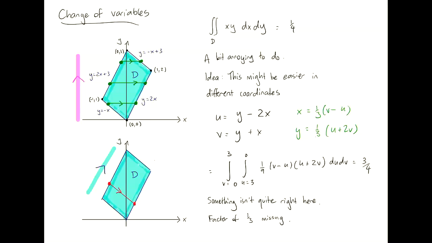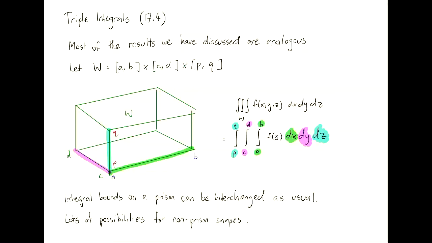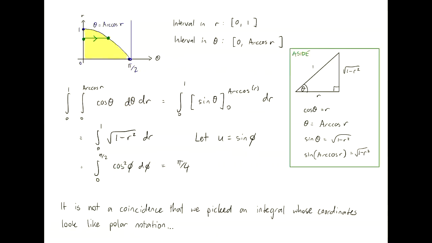Something isn't quite right here. This was 1/4. This is 3/4. I've lost a factor of 1/3. And that's because what I have done is an attempt at this. But I didn't do all of it, right? Because I have to change my differentials as well. I can't just change my dx and dy into a du and dv. I have to scale them. And that scaling is nice and easy.